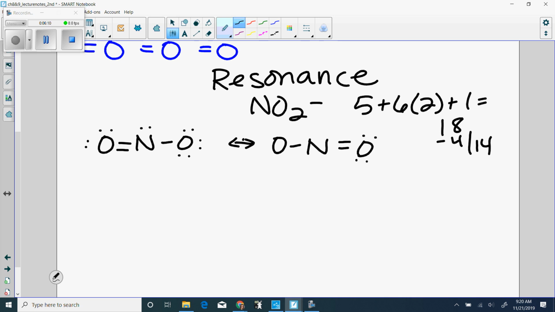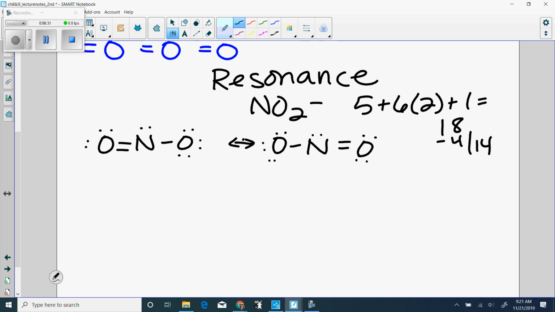Resonance is when you draw all of the options. Only do it when it asks you to do it. So it'll say, please show all resonance structures for, and that means you're going to have to flip-flop your double bond. You're going to have to do all of them. Okay? To choose the most likely structure, you would do formal charge, only when it asks you to do that.